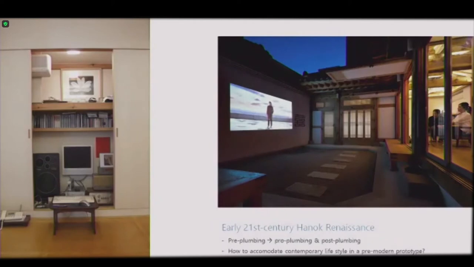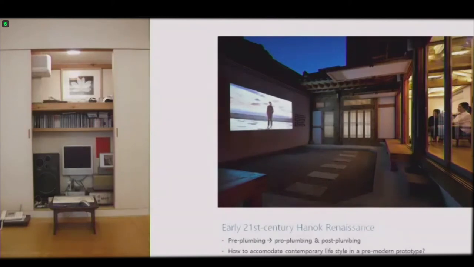This was totally unthinkable, even in the early 1990s, because the concept of watching a movie using a video projector at your home, I think it started to come to us sometime around 2004, 2005. So this is a very new thing. But you can actually do this. You can actually turn your Hanok into a movie theater because video projectors are normally quite small. All you need to do is hook it up to your laptop and there you go. Voila, you have a movie theater.